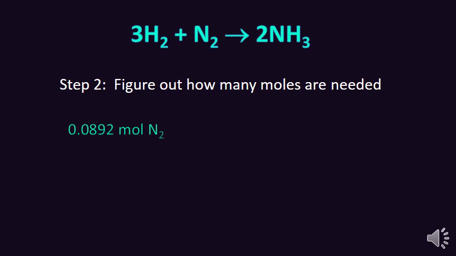To figure out how many moles are needed, pick either reactant. I don't care which one you choose. I picked nitrogen. You could do this with hydrogen, but I picked nitrogen. And what we're going to do is multiply those moles of nitrogen by the mole ratio.